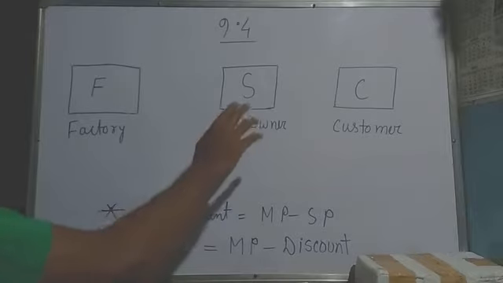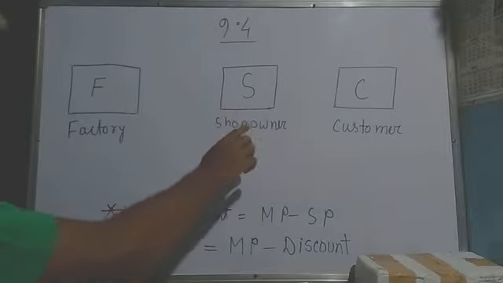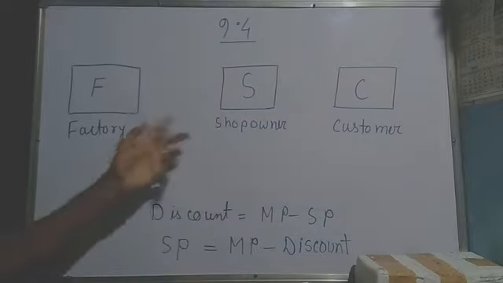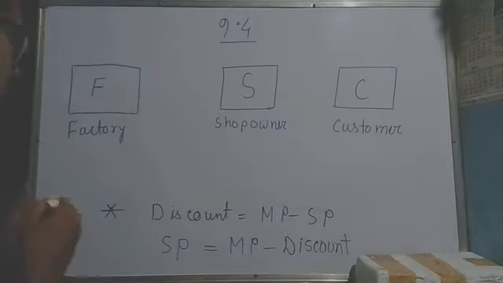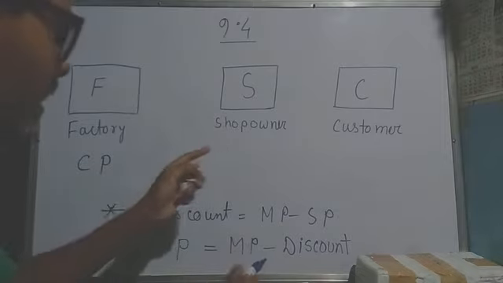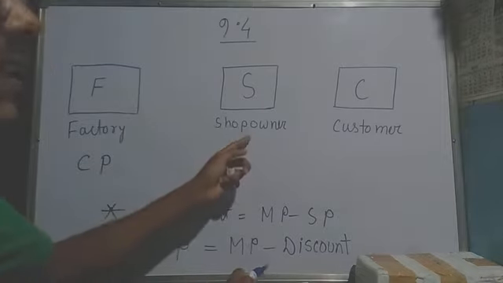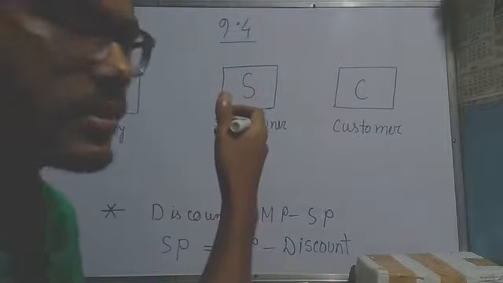See, this shop owner buys the product from a factory. Sometimes he does not make the product by himself, so he will buy the products from a factory. At what price will he buy the products from the factory? That will be our cost price. CP means cost price.